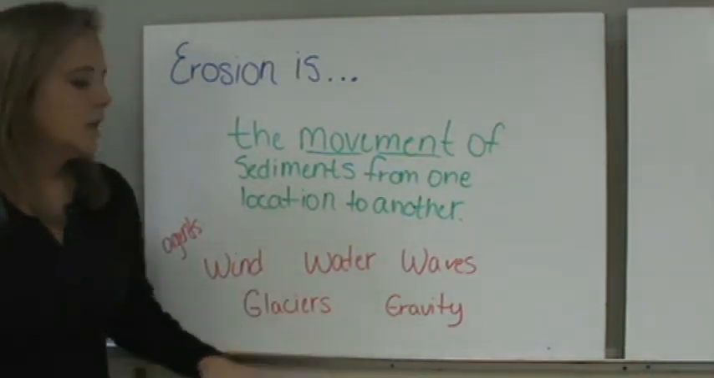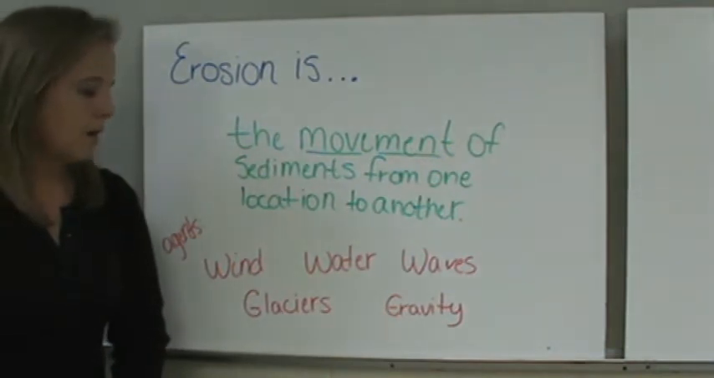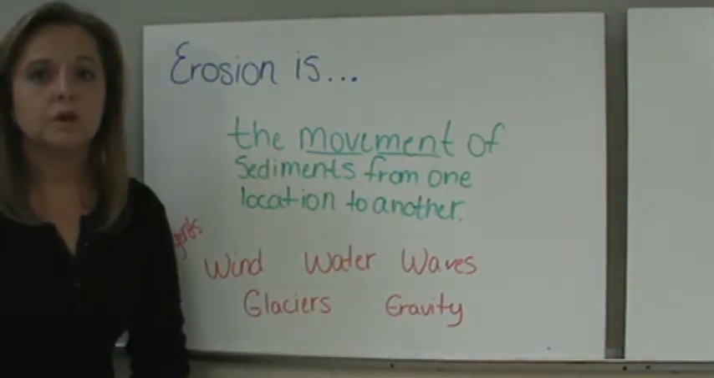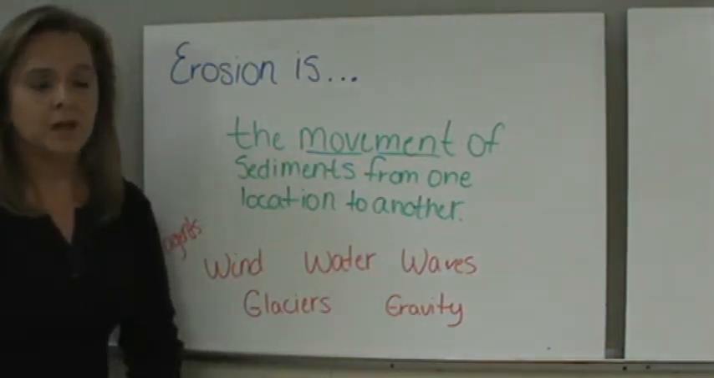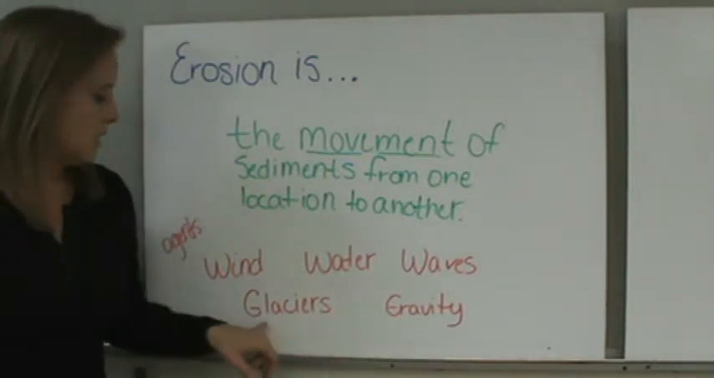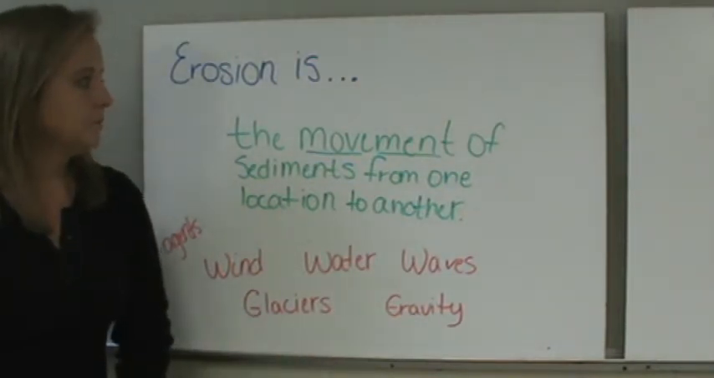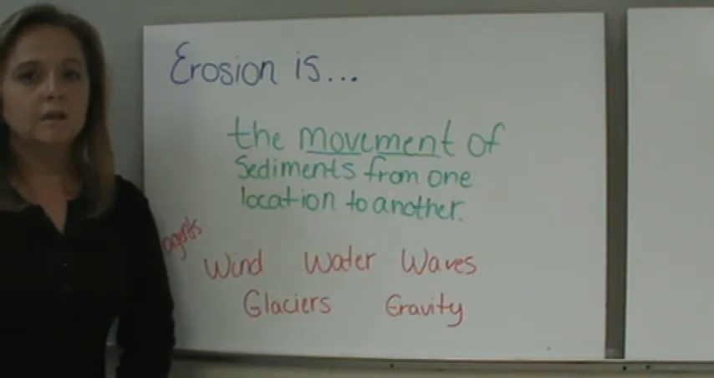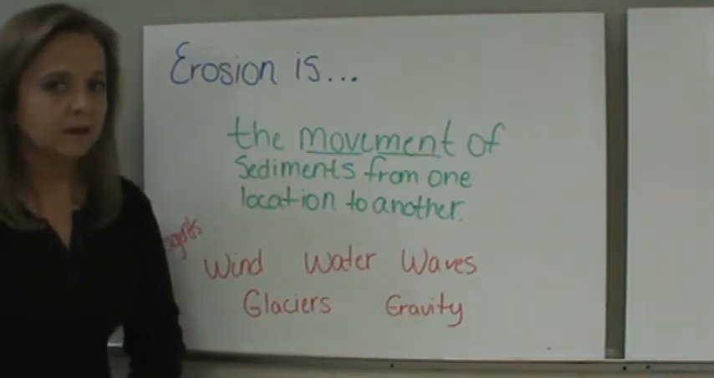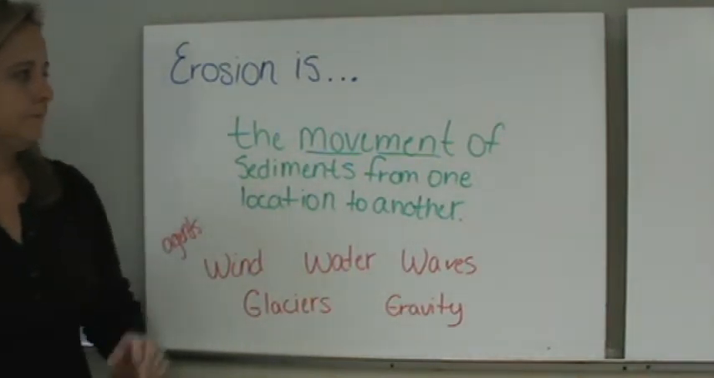And then glaciers. Glaciers is one of my favorite ones. We talk about how the Great Lakes are formed. Glaciers are a very large agent of erosion, and we'll talk about that in class a little bit more. Okay, so make sure you have those written down. Push pause if you need to. Come back and we'll move on to deposition.